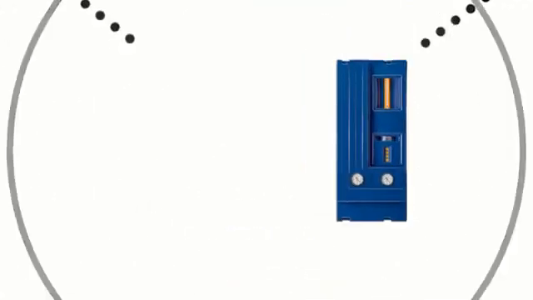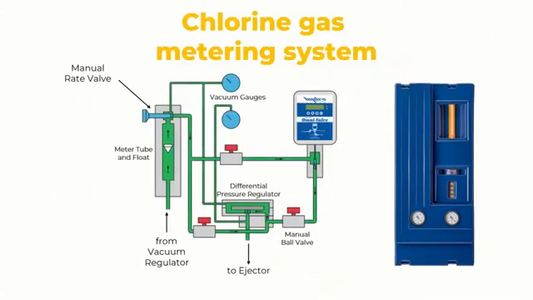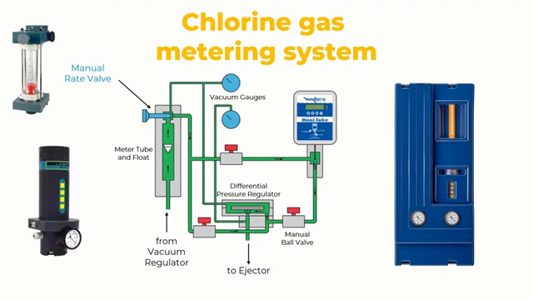The third equipment is the chlorine gas metering system. It is installed between the vacuum regulator and the ejector to give a visual indication of the chlorine gas feed rate. Each gas chlorination system will have a manual rate control valve installed after the flow meter tube. An automatic control valve can also be installed in between the flow meter tube and the ejector. Differential pressure regulators can also be installed and are optional. They are designed to stabilize vacuum.